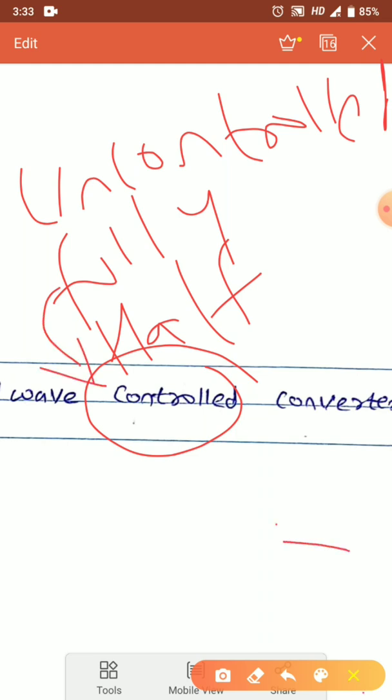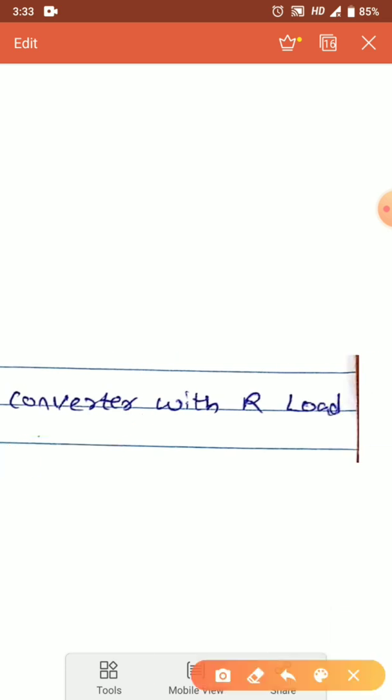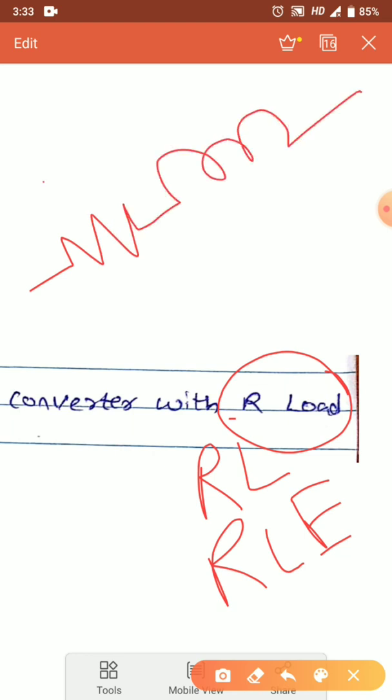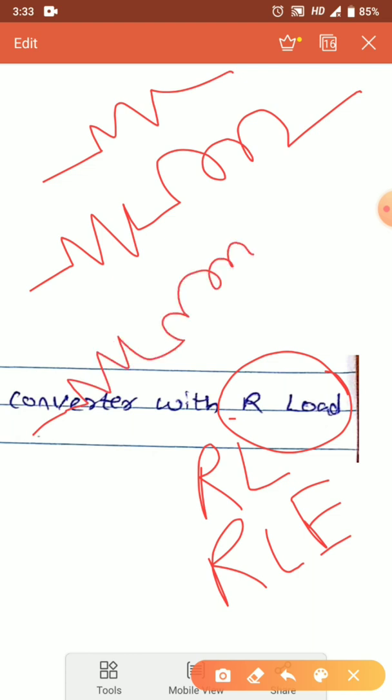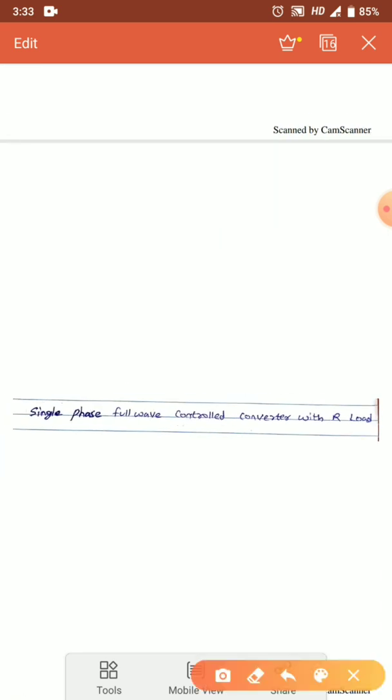Then we have converter. We cannot do anything about this term. Then we have the load part. In the load part, this is R load. Then we have RL load, then RLE load. RL load is nothing but a resistor and an inductor connected in series. R load is nothing but a resistive type of load. RLE load is a resistor, an inductor, and a battery connected in series. So these are the different types of configurations possible for a converter.